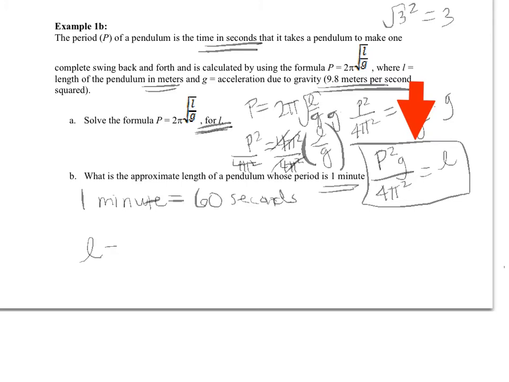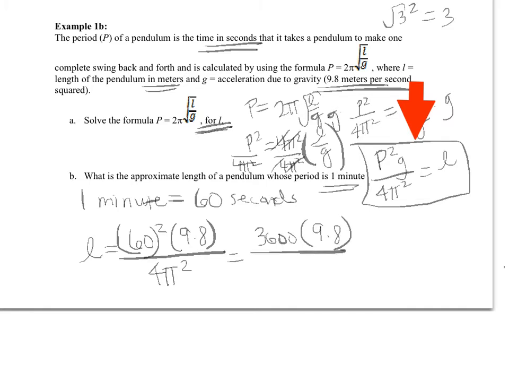So L equals, P is the period of it, so we know that's 60 squared times G, gravity, which is 9.8, they gave that to us, divided by 4 pi squared. 60 squared is 3,600 times 9.8 divided by 4 pi squared. To solve for all that, we would get 893.65 meters. That is the length of a pendulum whose period is 1 minute.